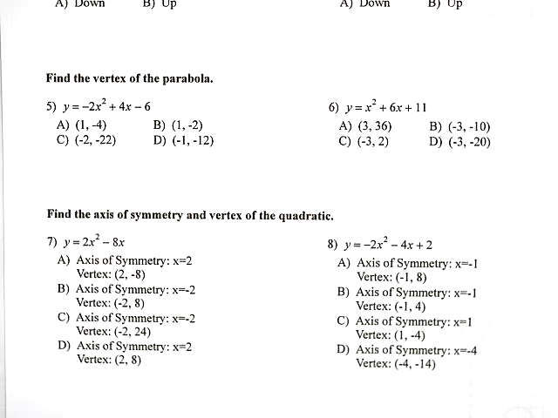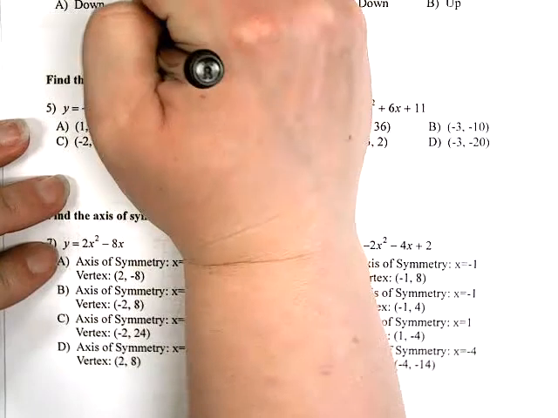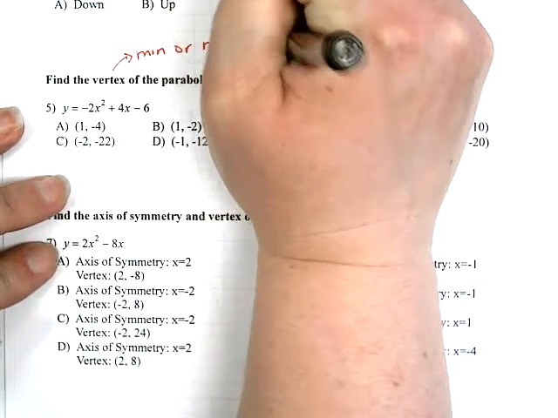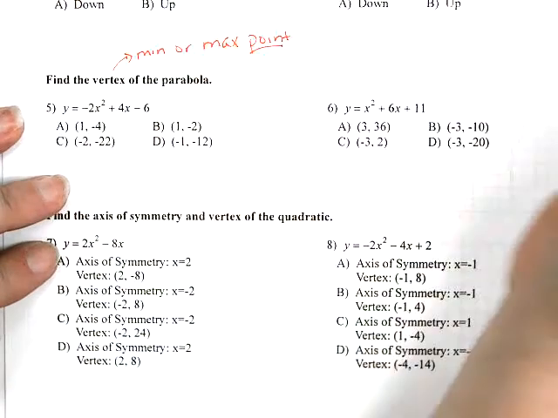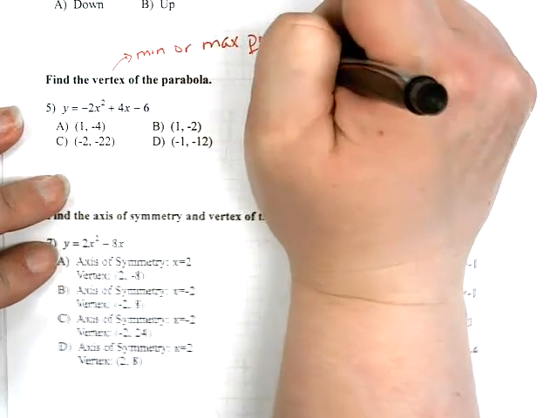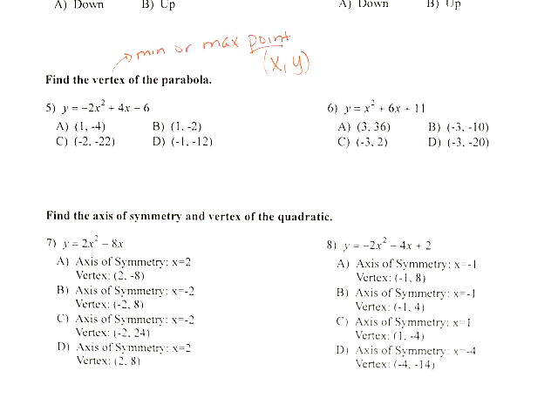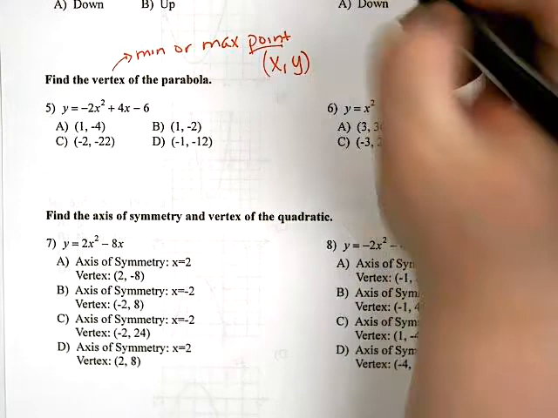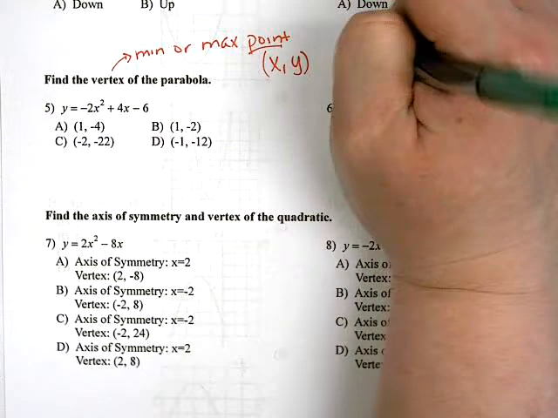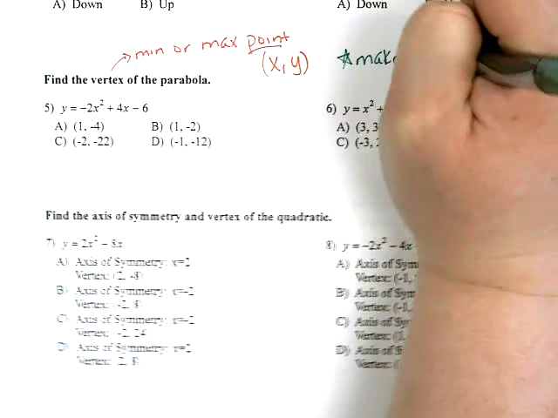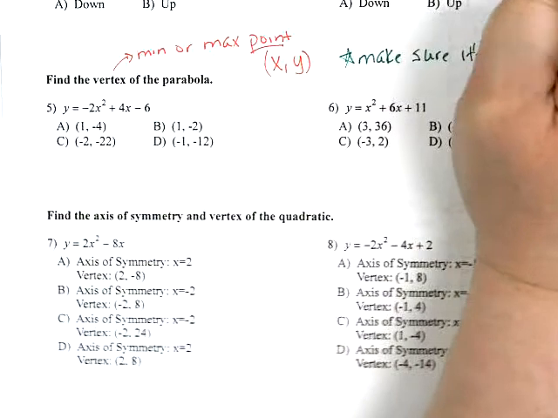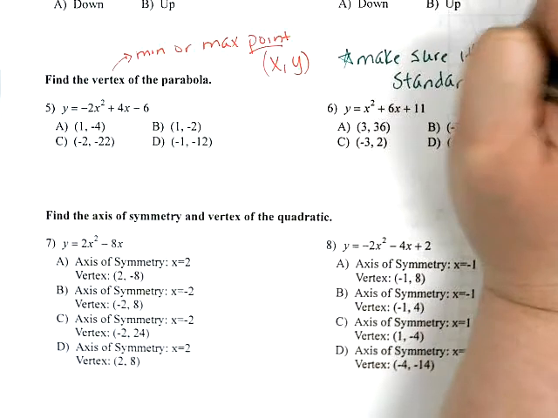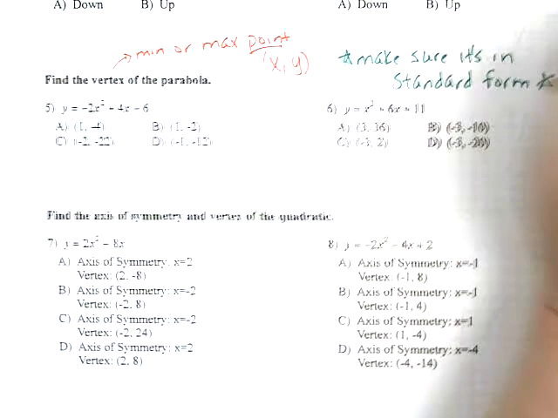Vertex means that we're looking for either the min or the max point. Emphasis on point. A point means it's got to be x comma y. The first thing we're going to do, just like before, is make sure it's in standard form. If it's not in standard form, we have to put it in standard form.